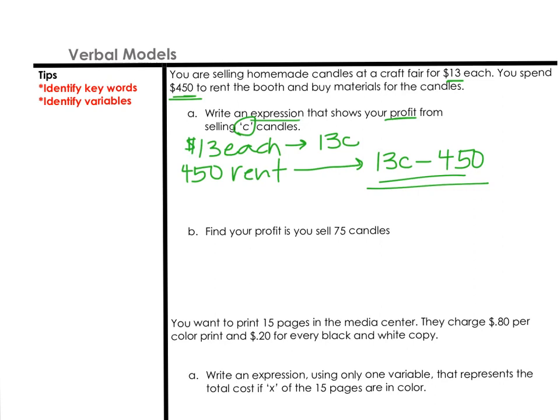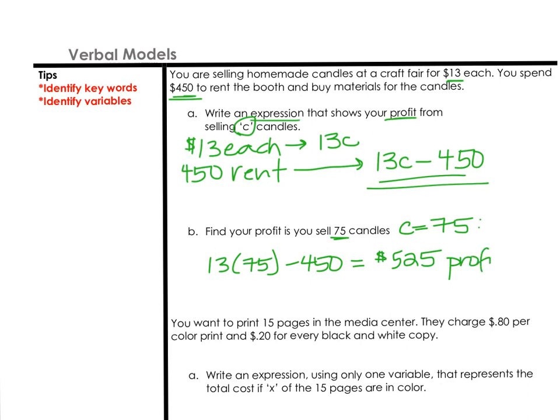Last but not least, this is where a calculator would likely be helpful. Find your profit if you sell 75 candles. In our expression above, that means C equals 75. Substitute that into our expression, 13 times 75 minus 450. Once you have that written down, type that all into your calculator at once. 13 times 75 minus 450, you should get a value of $525. That means you would make a profit of $525 at your craft fair if you sell 75 candles. Not too bad. Nice work.